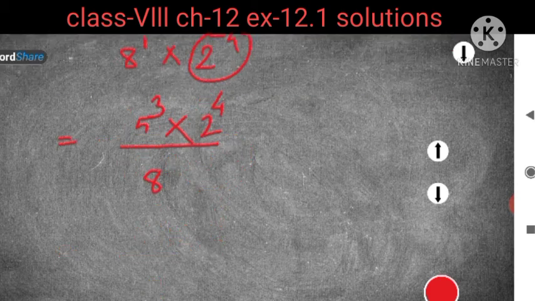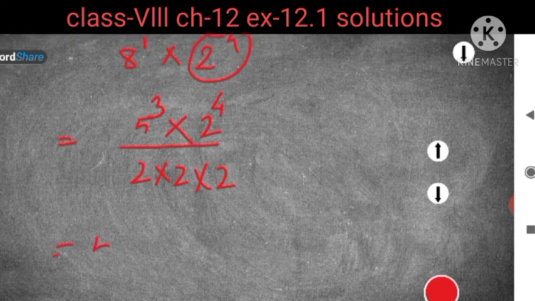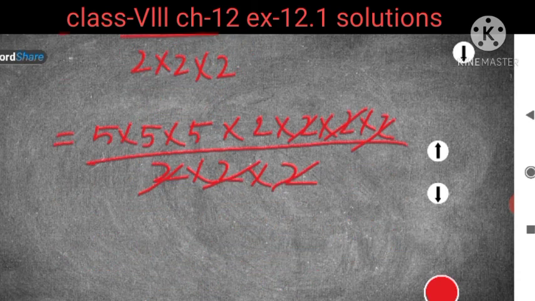Now what you will do? Okay, 8 you can write as 2 into 2 into 2, isn't it? So again 5 you can write as 5 into 5 into 5, because it is 5 to the power 3. Then again 2 to the power 4 means 2 into 2 into 2 into 2 upon 2 into 2 into 2. Now 2 will get cancelled, 2 will get cancelled, 2 will get cancelled. So how many 2 is remaining? 1 2 is remaining. And how many 5 is there? 3 5.